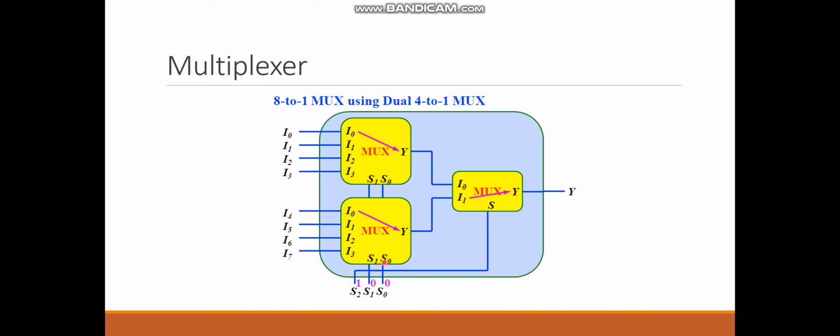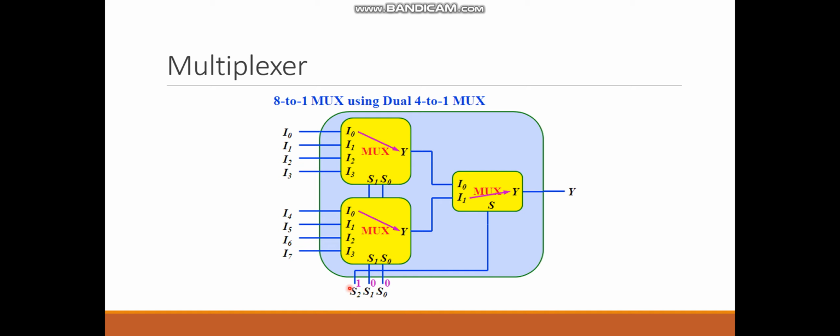So if S0, S1 is 0, that line is connected to that line, and that line is connected to that line. So if both of them are 0, in this case, I0 goes to the output, and in that case, I4 goes to the output. I0, I4 goes to the output, right? But what to do here? We are going to depend on the S2.